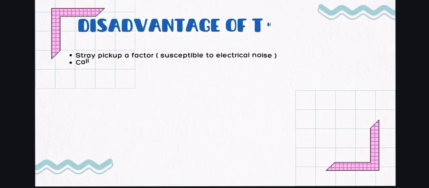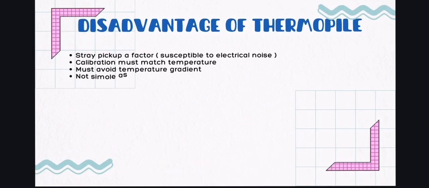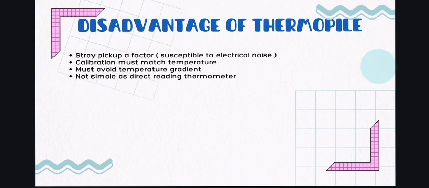Disadvantages of thermopile: stray pickup is a factor, susceptible to electrical noise. Calibration must match temperature. Must avoid temperature gradient. Not as simple as a direct reading thermometer.